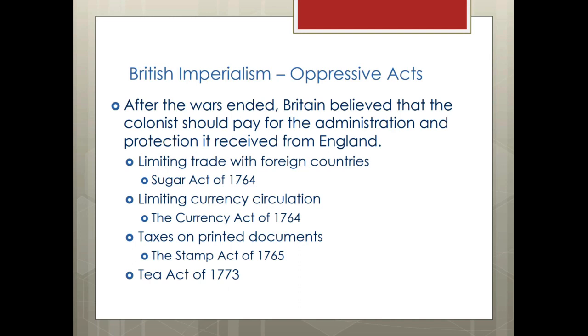So for example, Britain enacted against the colonists the Sugar Act of 1764. They limited currency circulation by enacting the Currency Act of 1764. And they enacted the Stamp Act of 1765, which required that any type of written document had to have a stamp. And the stamp was a British stamp and it had to be paid for, which in essence was viewed as a type of tax on the part of the colonists.